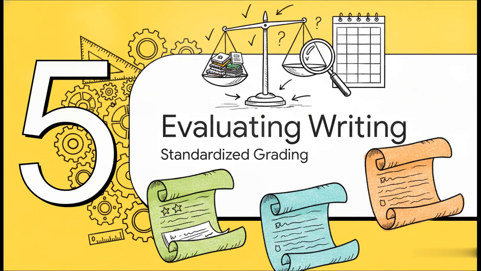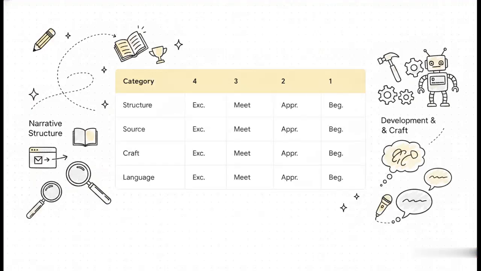All right, final stop. Section 5, Evaluating Student Writing. So, how on earth do you fairly and accurately grade these highly differentiated narratives? If you have 3 different tiers of writers in one room, how do you keep your grading consistent? The secret is the standardized 4-point rubric.